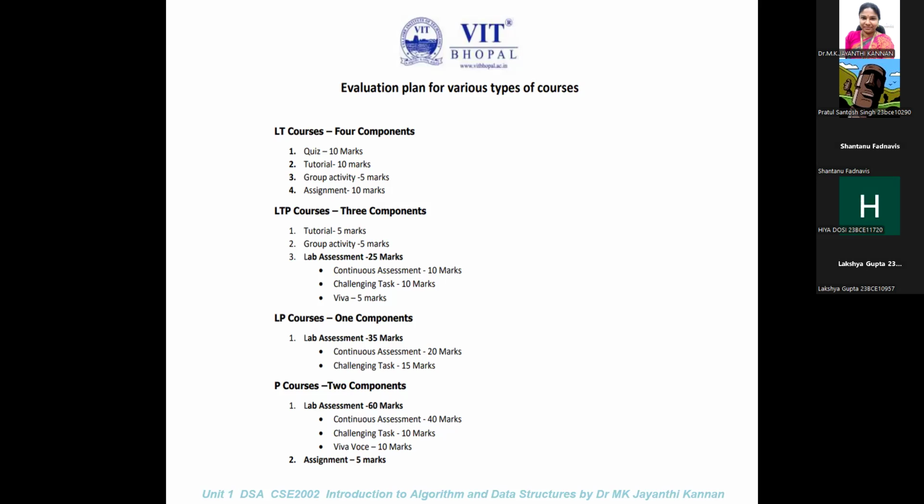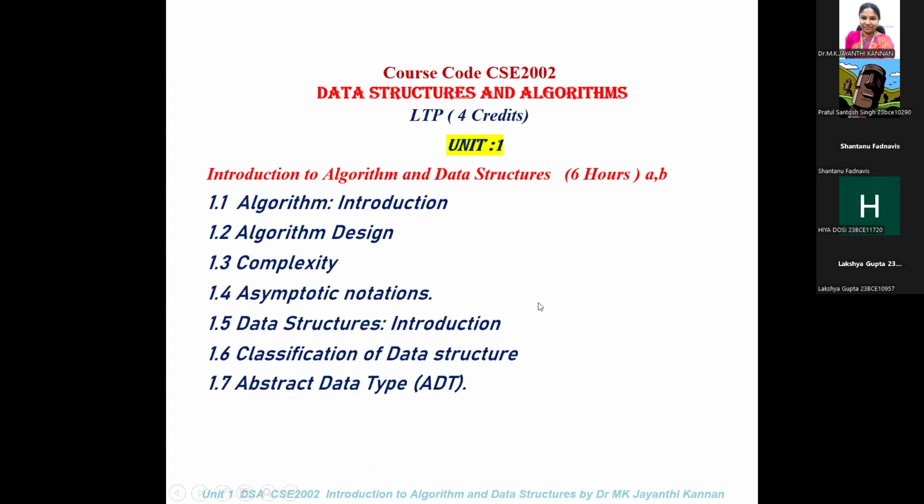Any doubt in the evaluation pattern? This is the pattern given. Mid-exam 30 marks, these components carry 35 marks, attendance carries 5 marks, and the final semester exam carries 30 marks. For the group activity, we will think of some tutorial, maybe an assignment or quiz, and we will have some mini project. For the continuous lab assessment, you need to solve the problems and write programs using the data structures concepts. Any doubt so far about what we discussed?